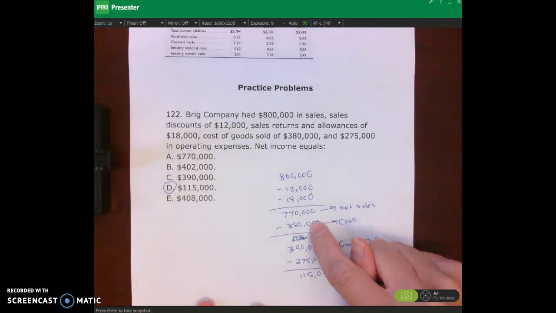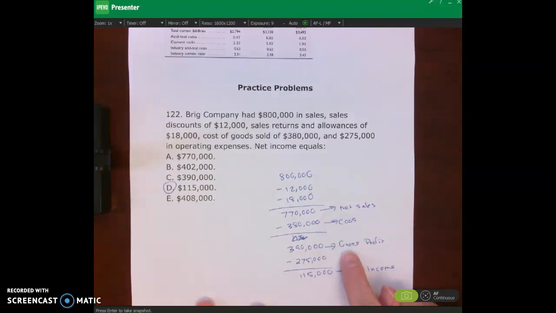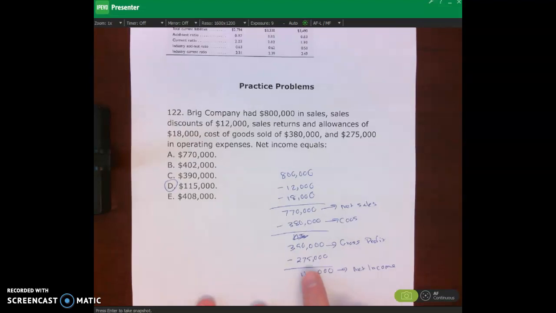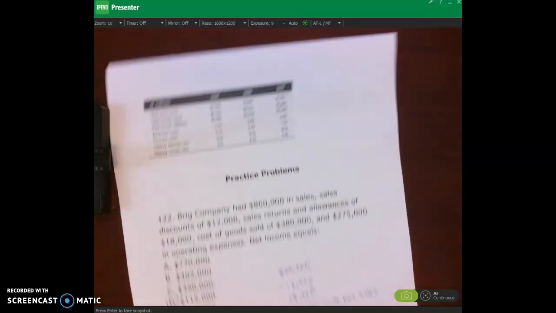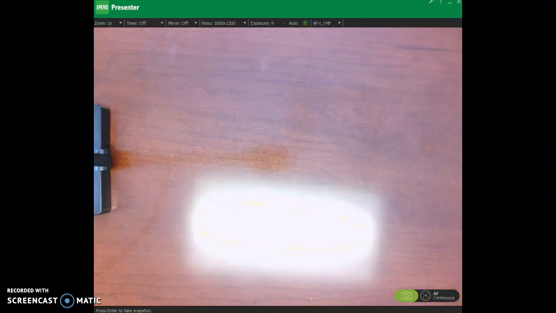Minus our 380,000 cost of goods sold gives us 390 in gross profit. Minus our operating expenses of 275 gives us 115. The right answer is D. Okay? So let's get number 123 over here.